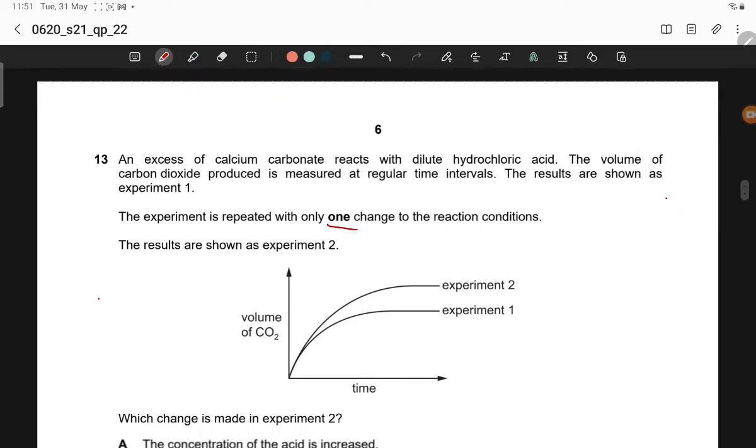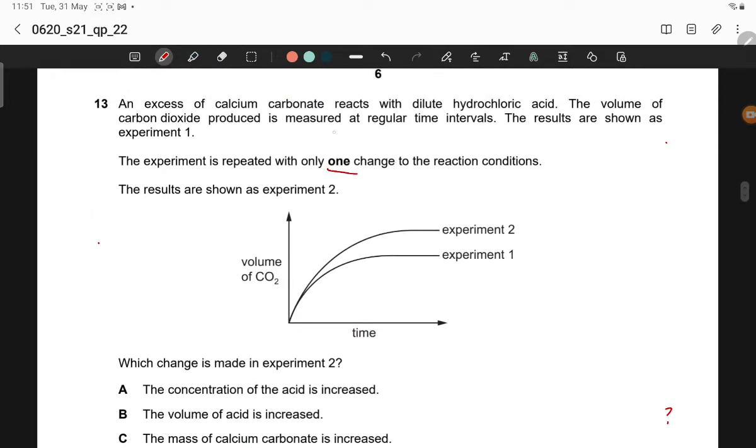Question number 13. An excess of calcium carbonate reacts with dilute hydrochloric acid. The volume of carbon dioxide produced is measured at regular time intervals. The results are shown as experiment 1. The experiment is repeated with only one change to the reaction conditions. So this is experiment 1. Dilute hydrochloric acid is used and calcium carbonate is in excess. So calcium carbonate does not affect the rate of reaction because it is used in excess, and hydrochloric acid is limiting, and it is dilute hydrochloric acid.